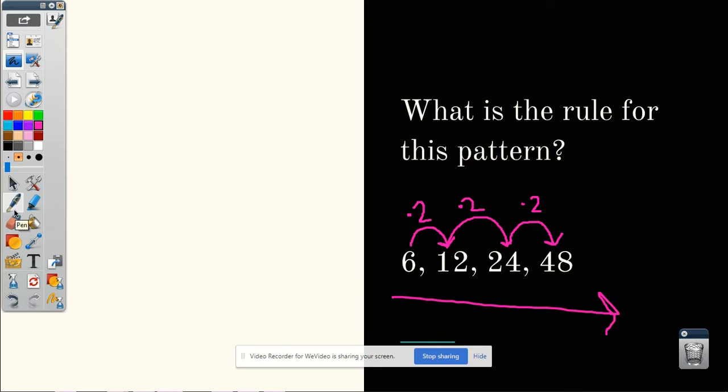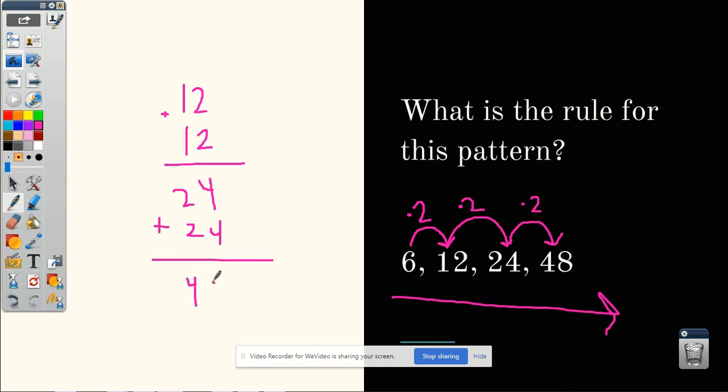Here's the deal, guys. I don't expect you to know your 12 times tables. I don't expect you to have your 24 times tables memorized. To do a quick little thing over here, you could just do 12 plus 12 gets you 24. 24 plus 24 does get you 48. So your rule is multiplying by 2. That's your answer, multiplying by 2.